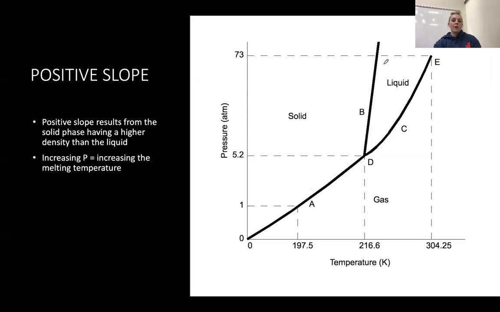So first we're going to talk about the positive slope. That was that first one. As you can see, the positive slope results from the solid phase having a higher density than the liquid. Generally, for most of your phase diagrams, they will have a positive slope. It's a pretty typical thing to see. So the positive slope is as you're increasing in pressure, you're increasing the melting temperature. So that's important to remember.